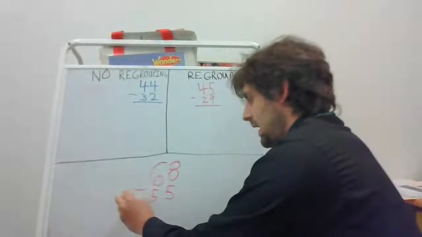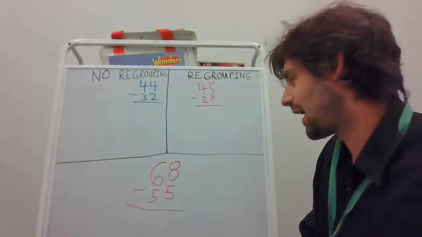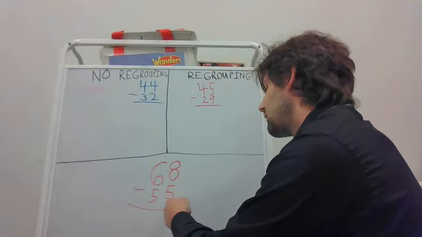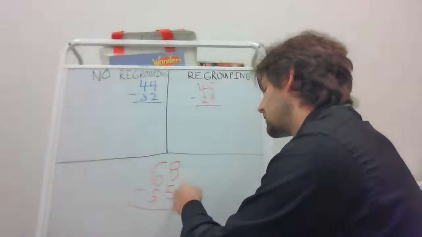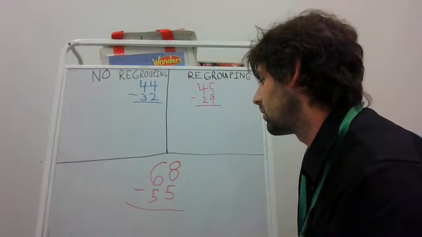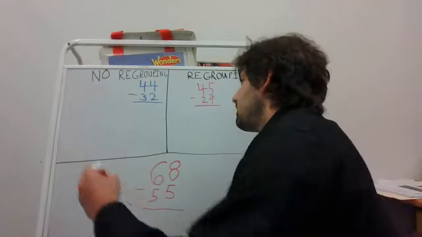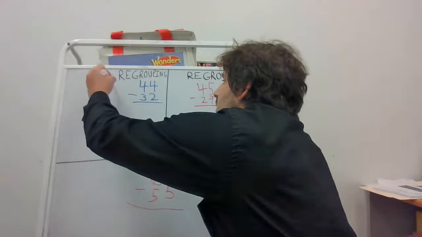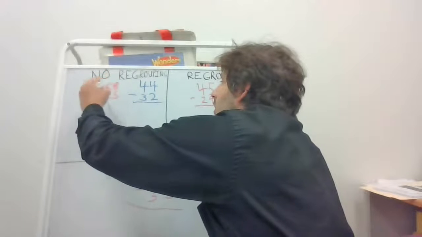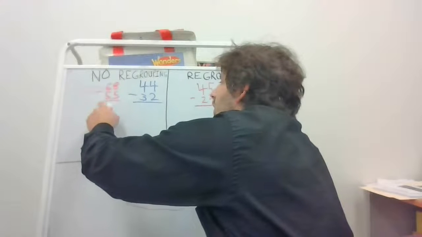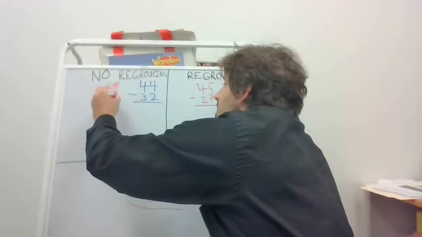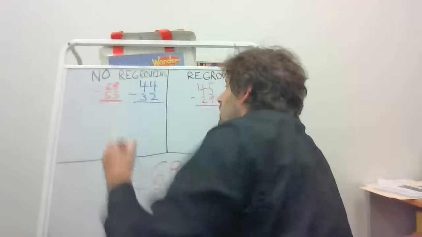All right. 68 minus 55. Looking at the ones place, 8 minus 5. 8 is bigger than 5. The bottom number is not bigger than the top number. The bottom number is smaller. So again, we do not need to regroup. 68 minus 55 will go in the no regrouping category. We don't need to regroup. We only regroup when one of the digits on the bottom is bigger than one of the digits on the top. So that would be no regrouping.